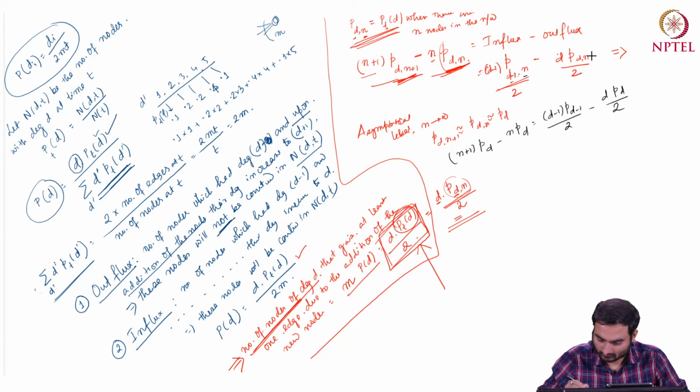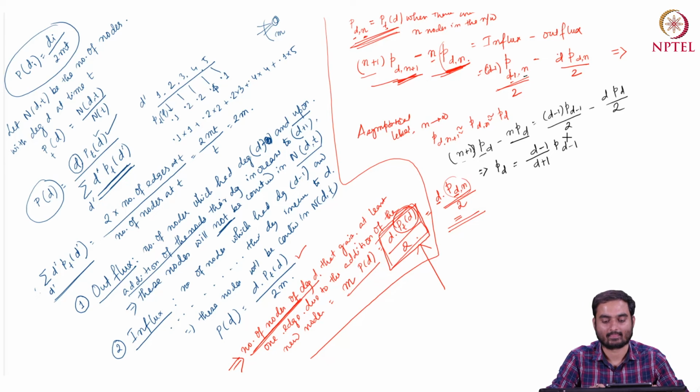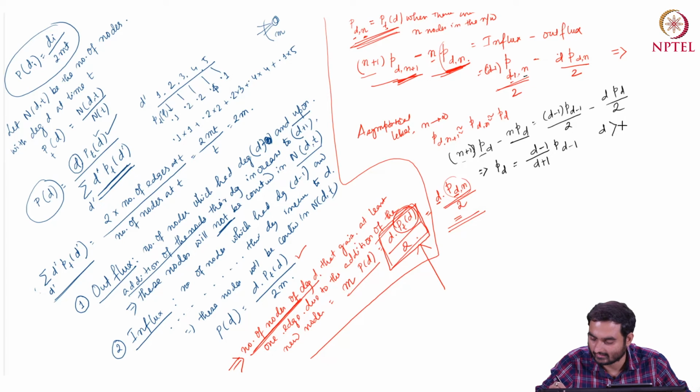Okay. So now if you solve this equation and try to get the value of pd, you will get pd is d minus 1 by d plus 1 times p d minus 1. You see here this n pd and n pd will cancel out, so n will vanish and you will get this equation. Now this equation is true when d is greater than m.